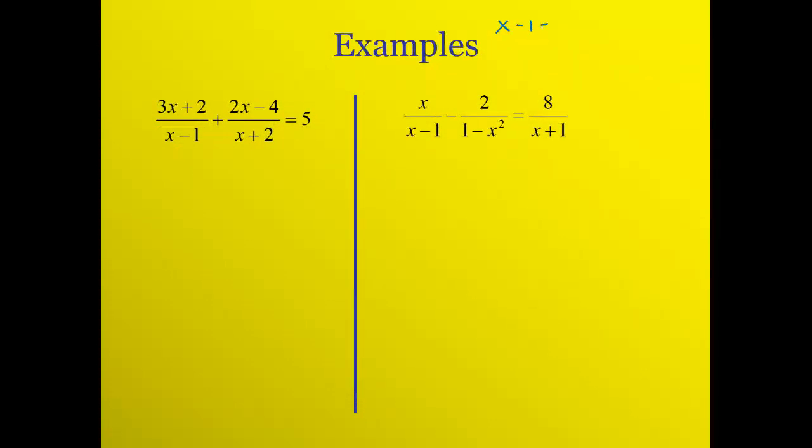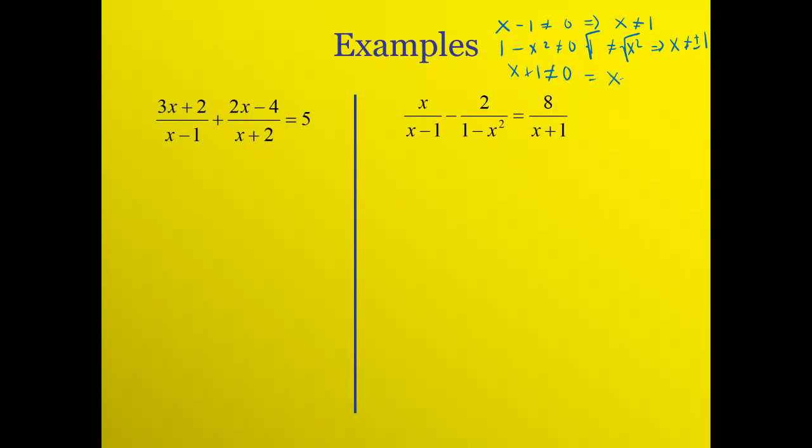So x minus 1 cannot equal 0. So that means x cannot equal 1. Okay. 1 minus x squared cannot equal 0. So 1 cannot equal x squared. So that means x cannot equal plus or minus 1, right? When you square root both sides, it's plus and minus 1. And then x plus 1 cannot equal 0, so x cannot equal negative 1. So ultimately, I've got x does not equal 1 or negative 1.